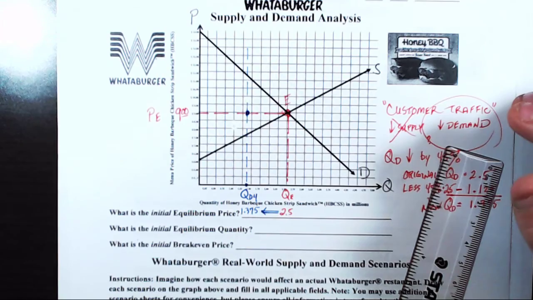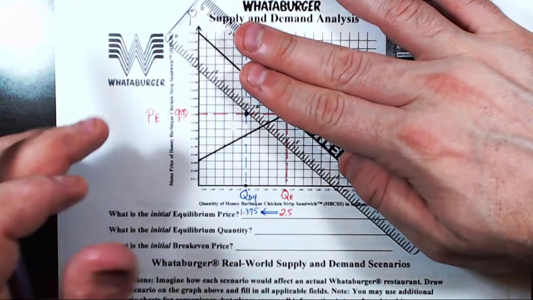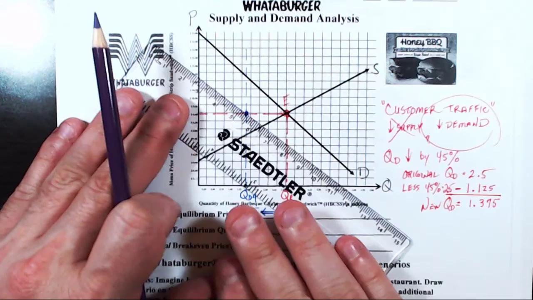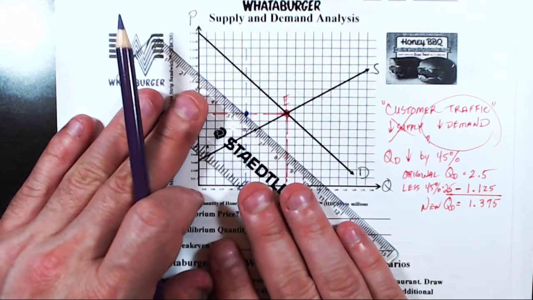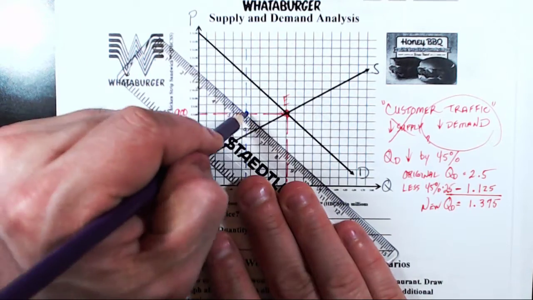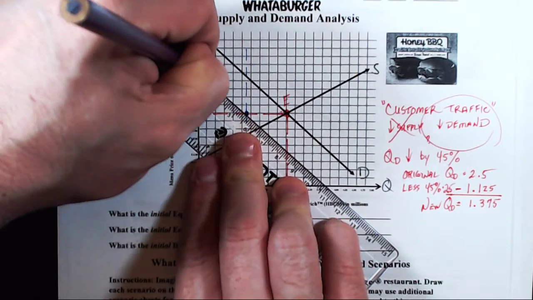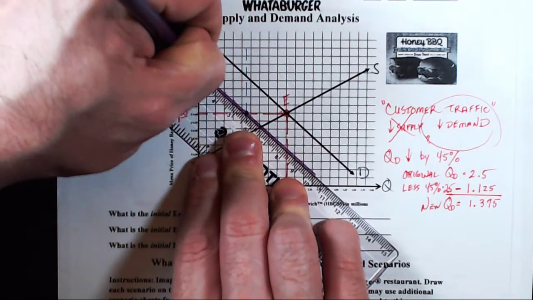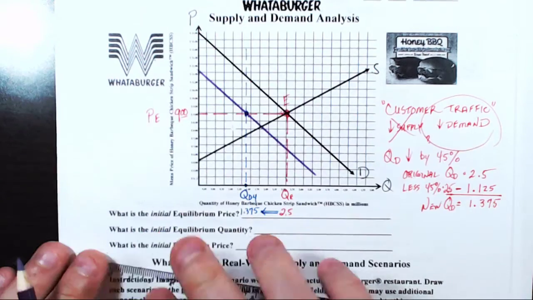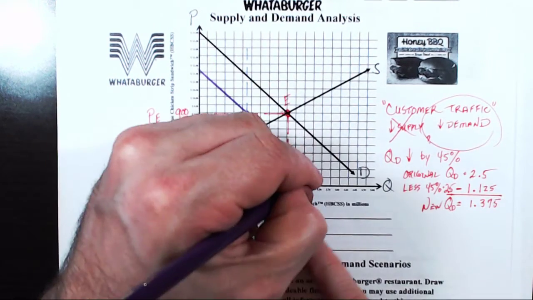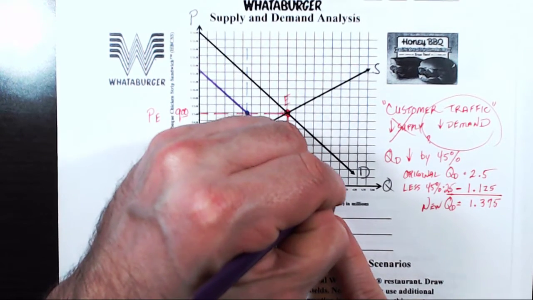All right, I'll try out purple on this one. And we're going to create a new demand curve that is parallel to the original, but just shifted to the left. And it's going to pass through, importantly, this point. That's really the important thing. We'll take a look at something kind of cool here. So I've drawn that in, and we'll label it demand for scenario 4.